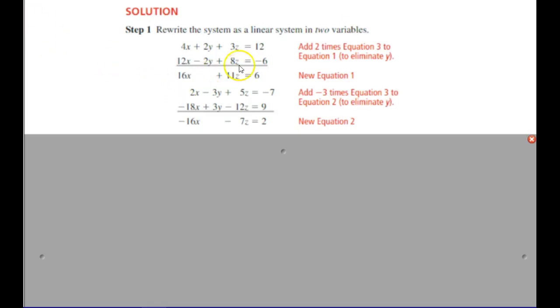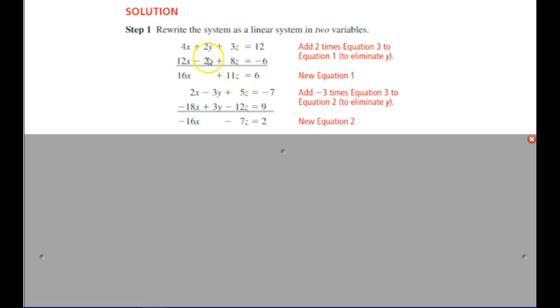Okay, so that's why I did that. I multiplied that entire third equation by 2. Now I'm going to add my two equations. When I add 4x plus 12x, I get 16x. My positive 2y plus a negative 2y gives me 0, so that's gone. Now I have 3z plus 8z gives me 11z. And then I have 12 minus 6 is 6.